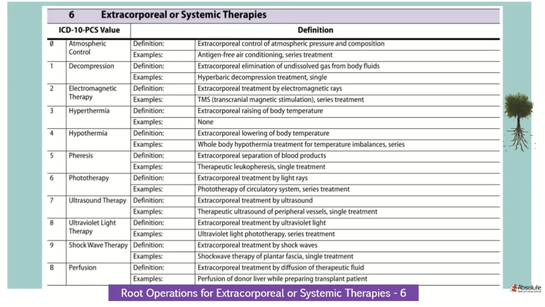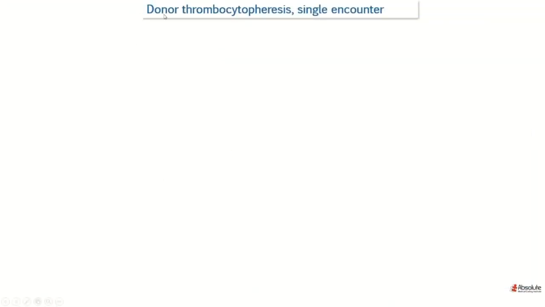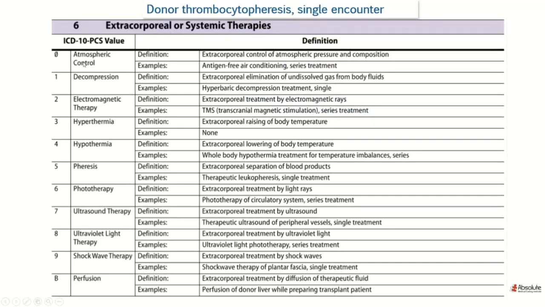All right, coders, are you ready for that first exercise? So, it's a short one. Donor thrombocytopheresis, single encounter. All right, coders, what is the root type? Here are your options. What is the root type? If you said pheresis, outstanding. You know what, coders? We have to use whatever device that we have. This root word, pheresis, was also found in thrombocytopheresis. So this is the correct answer.